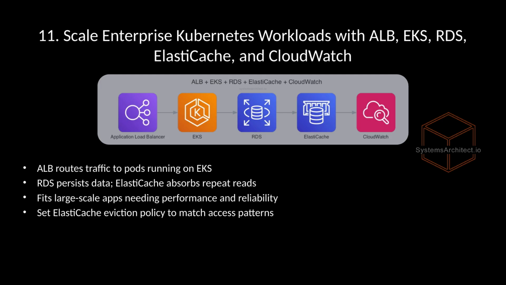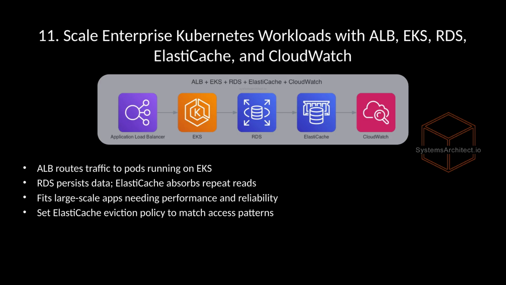11. Scale enterprise Kubernetes workloads with ELB, EKS, RDS, ElastiCache, and CloudWatch. Large Kubernetes deployments eventually need more than compute orchestration. They need a data layer that scales with them and a cache that keeps that data layer from becoming the bottleneck. An ELB routes traffic to pods on EKS. RDS provides durable, replicated storage. ElastiCache absorbs repeat reads, so RDS isn't hit for every request.